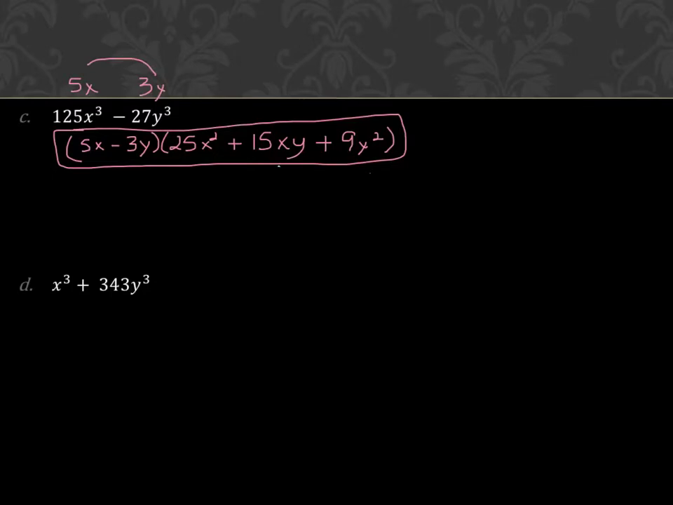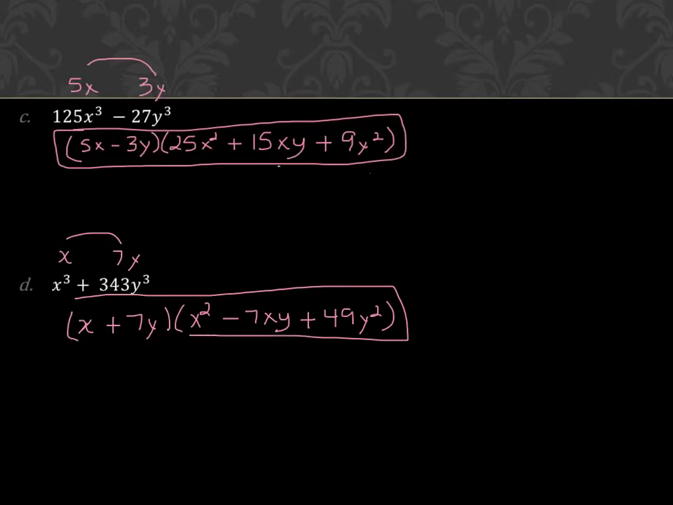Alright, so d, x cubed plus 343y cubed, so the cube root is x and 7y. So it's going to be x plus 7y times x squared, and then the sign changes to the opposite, minus a times b, so 7xy plus b squared, 49y squared.